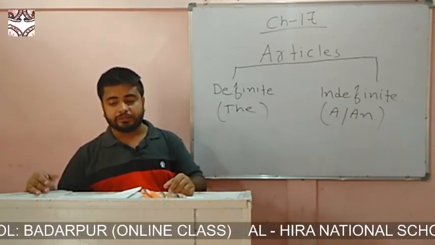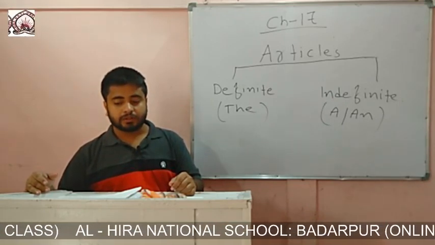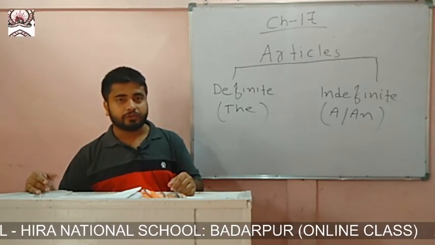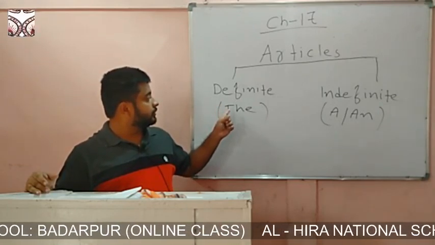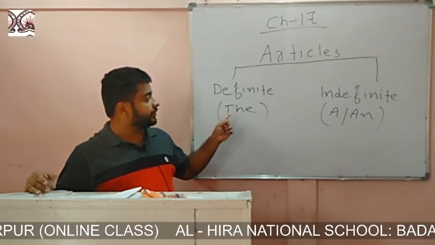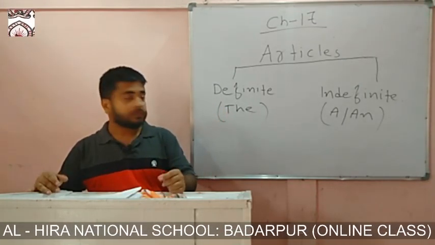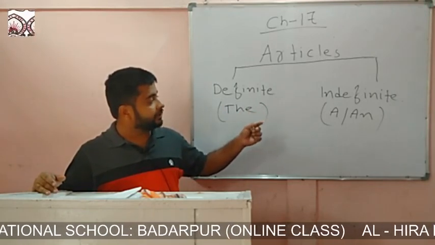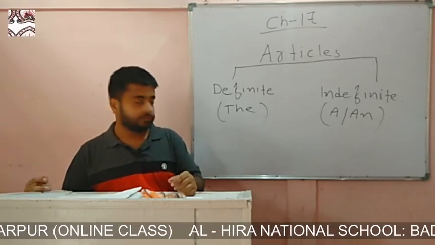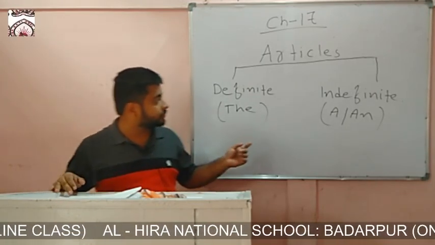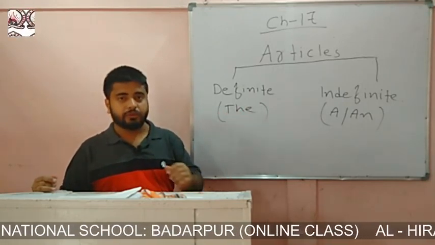The is called definite article because it is used before a noun to indicate that the identity of the noun is known to the reader. So, to indicate the identity of the noun, we use definite article, that is the, and we use indefinite article when we don't know the identity of the noun. So I hope you have understood the meaning of definite and indefinite article.